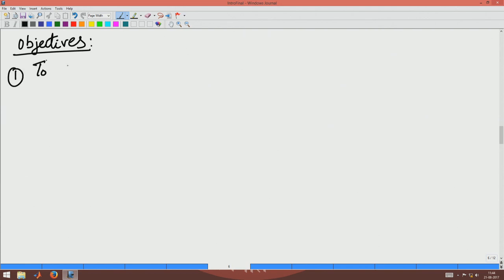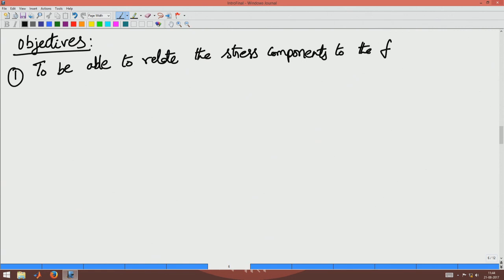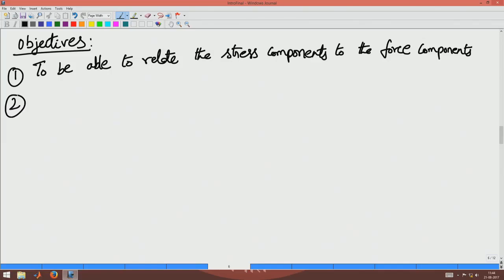One is, at the end of this course you have to be able to relate the stress components to the force components. You know that force is a vector, it has 3 components. Similarly, stress has 6 components. You have to be able to relate which component of force acting in which area corresponds to which component of the stress. So, we will see more of those in the coming lectures.